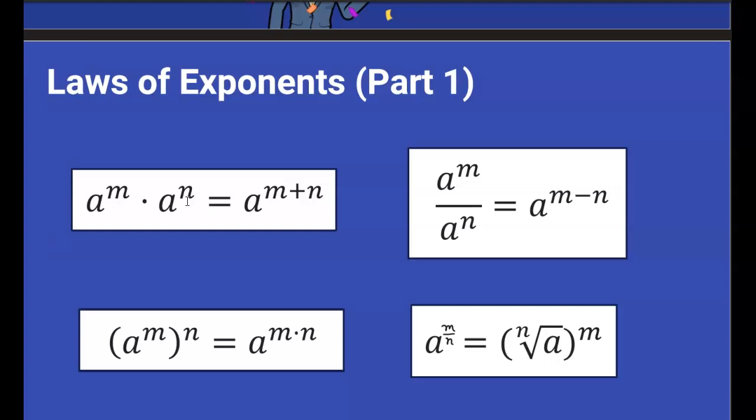So when we're multiplying exponential expressions, we can add the exponents. When we're dividing exponential expressions, we can subtract the exponents. We can multiply over parentheses, so we multiply the exponents over parentheses. And then the most recent one we did in the last lesson was this one, where the denominator of the exponent becomes a root. The numerator stays an exponent.